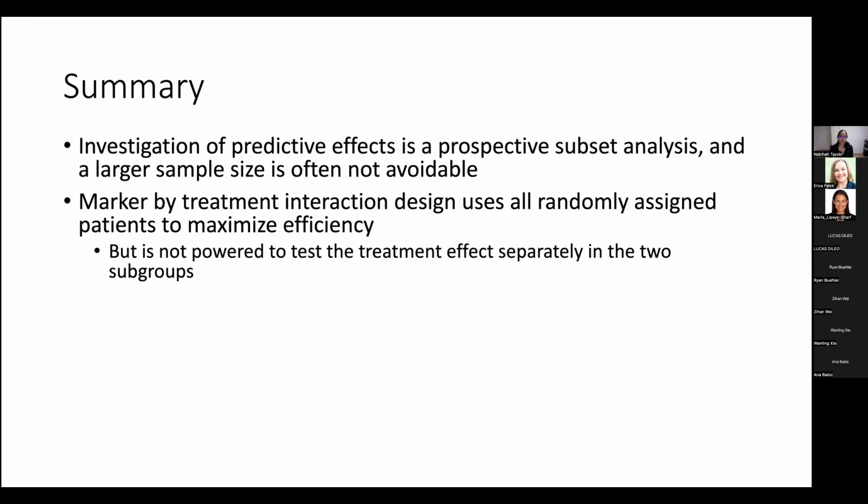The marker by treatment interaction design uses all the randomly assigned patients to maximize the efficiency of the design, but it's not powered to test the treatment effect separately in the two subgroups. So you can say that you have a significant difference in the treatment effect by biomarker status, but you are not powered to test that treatment effect separately.